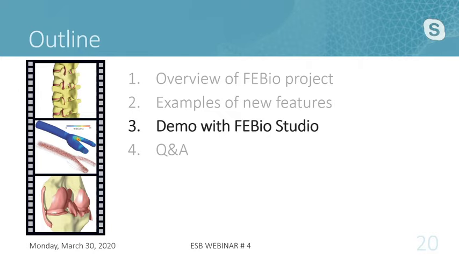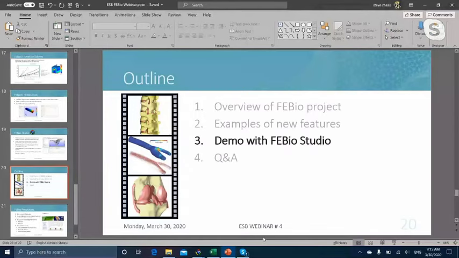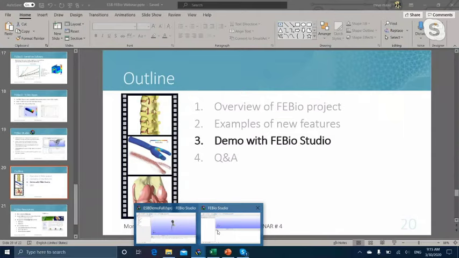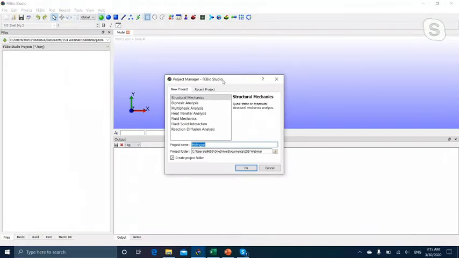So that brings us to the demo part of the webinar. So I'm going to be switching screens here. So first of all, I want to mention that all the files that I'll be showing here will be made available after the webinar. The version of FEBio Studio that I'm using here was uploaded to our website on Friday. So if you download the version of FEBio Studio from our website since Friday, you will have the version that I'm showing here. Okay, so let's get started.